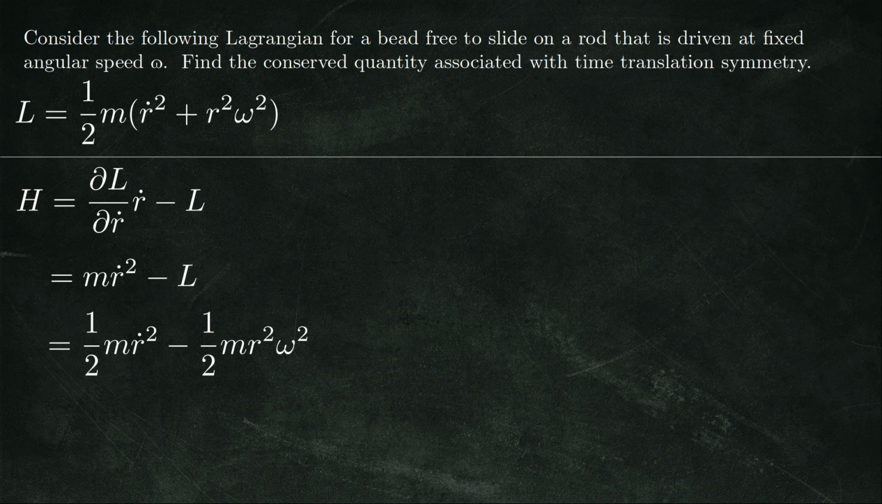But in this case, we can interpret this or understand this because this is driven externally, because there's energy being put into the system to keep the angular speed constant. We actually don't expect the energy to be conserved. But the Hamiltonian is still conserved. It's just not a quantity we might expect.